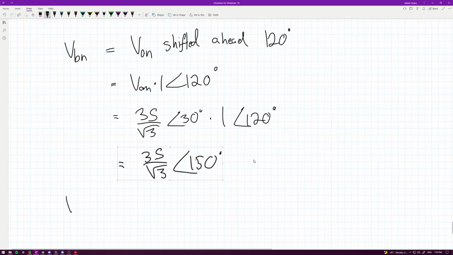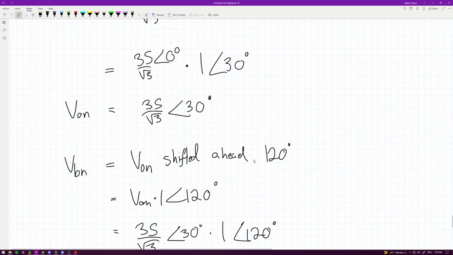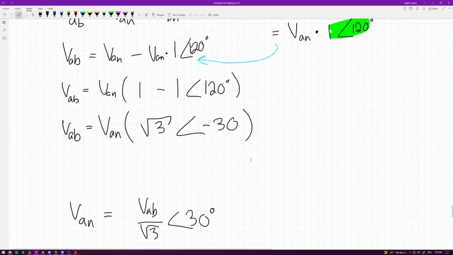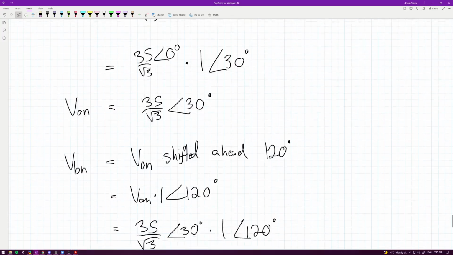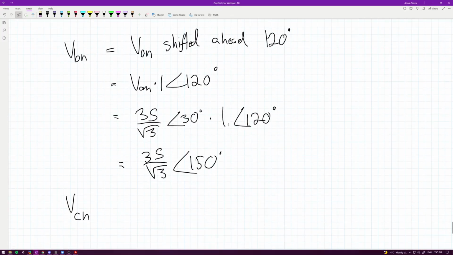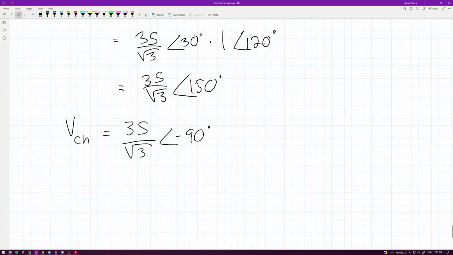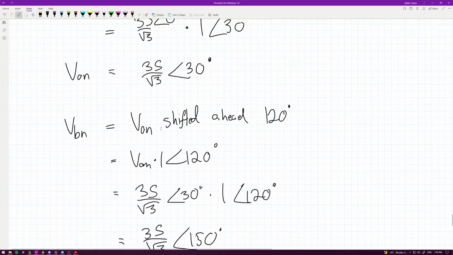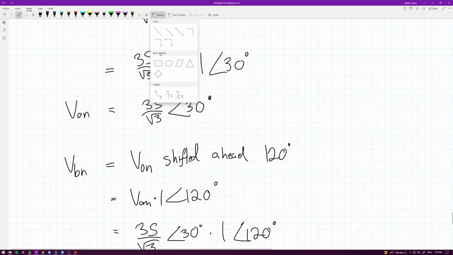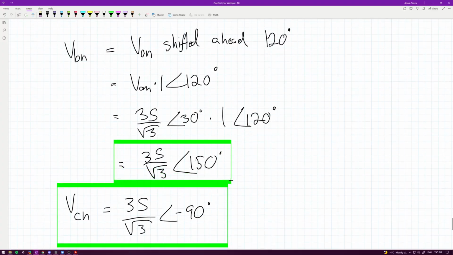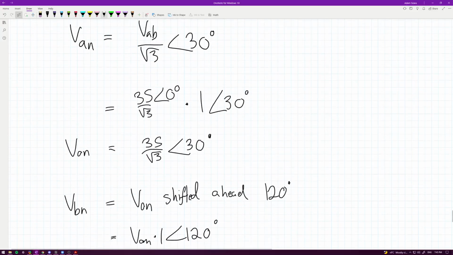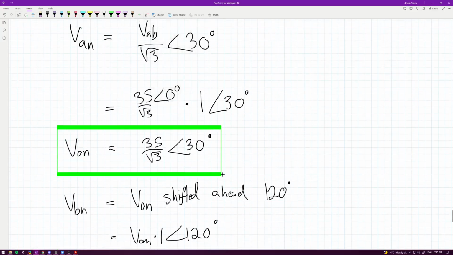And if I want to find VCN, I want to take this and shift it backwards, shifted later by 120 degrees. So 30 minus 120 is negative 90. So it's going to be 35 over root 3 to an angle of negative 90 degrees. This was not actually part of the question, but I think it's good to show that once I found VAN, I can find VBN and VCN very fast.